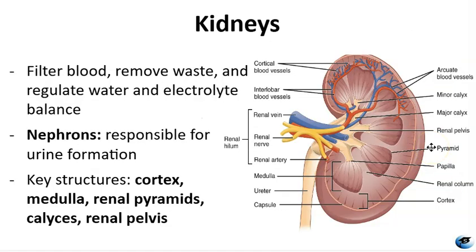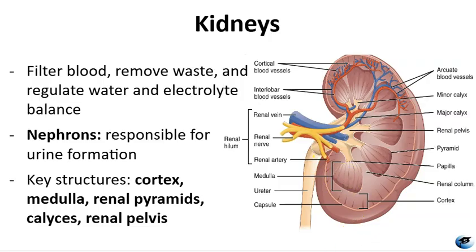The kidneys are the primary organs of the urinary system, and their main job is to filter the blood, remove waste products, and also regulate water and electrolyte balances. They maintain the body's internal environment by deciding what gets excreted and what gets reabsorbed. Each kidney contains about 1 million microscopic filtering units called nephrons. Nephrons are the functional units responsible for forming urine through processes like filtration, reabsorption, and secretion.